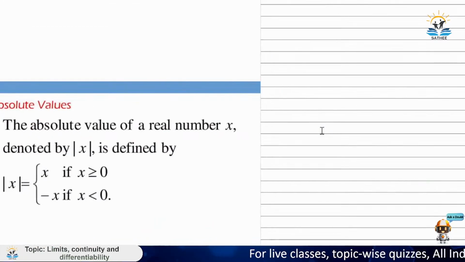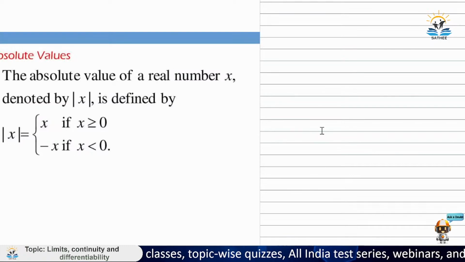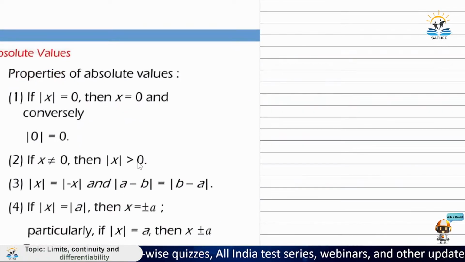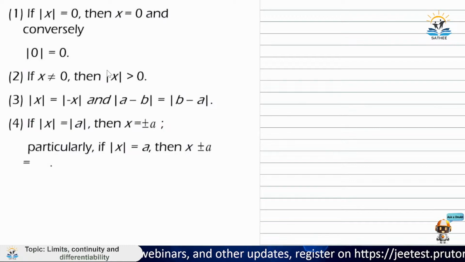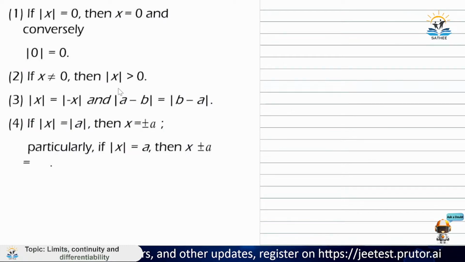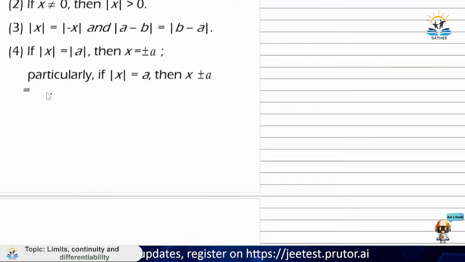So, starting with absolute value. What do we know? The absolute value of a real number x is denoted by long straight lines and is defined as this. There are some properties of absolute values that we can see. If the absolute value of x is zero, then x is zero, and conversely, if x is not equal to zero, then the absolute value of x is always greater than zero. This is true. This is also true.